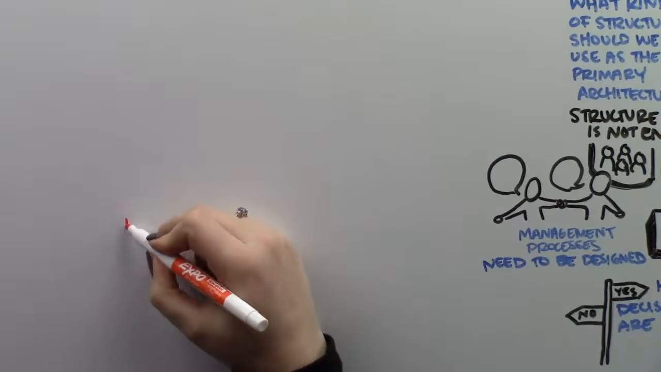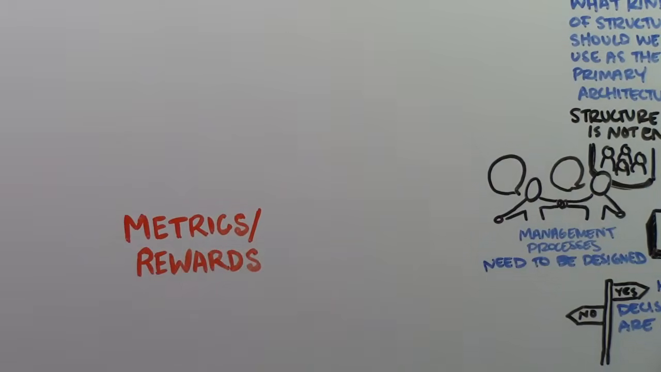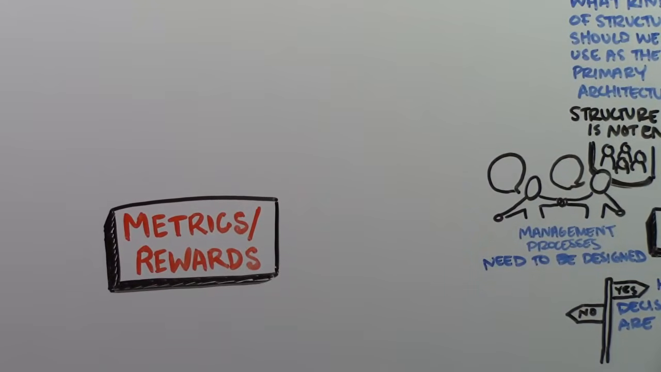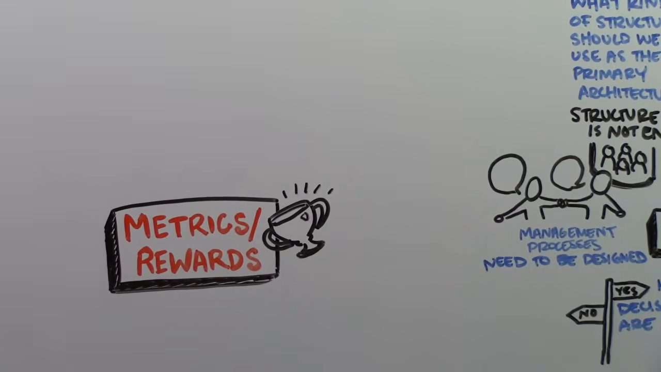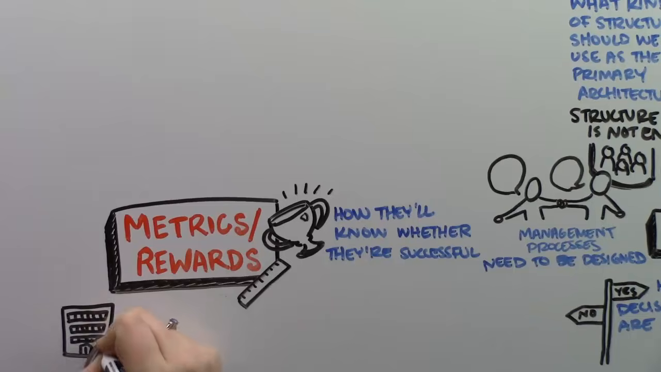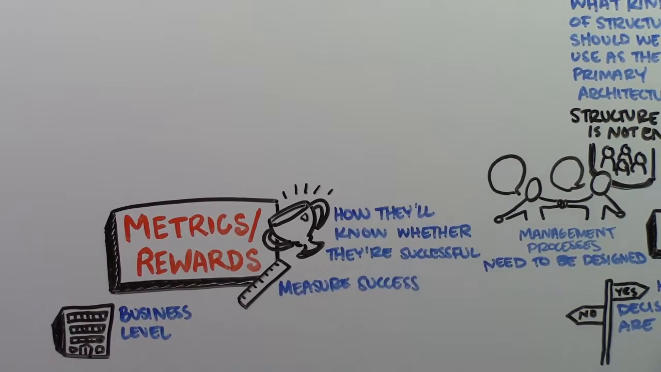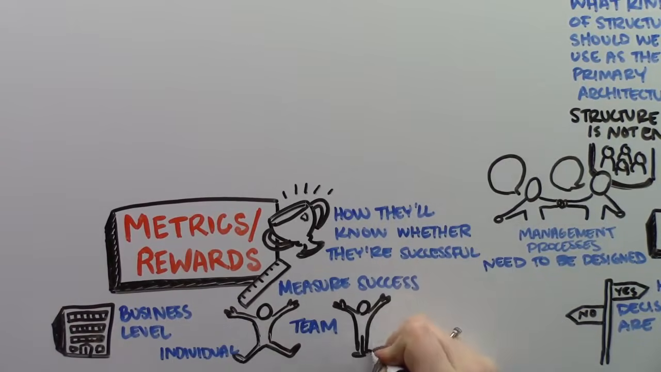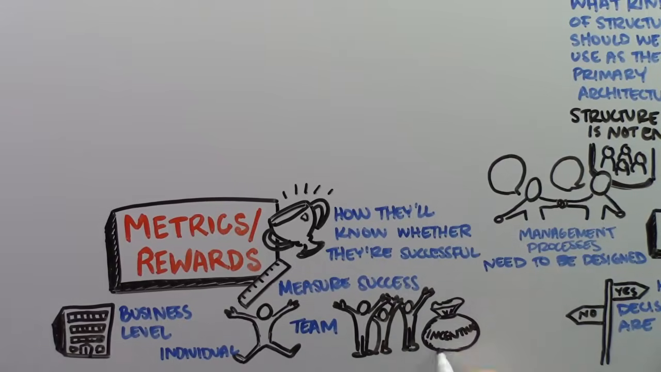Third, we need to consider metrics and rewards, which are often underutilized in organization design. Metrics and rewards tell people how they'll know whether they are successful. At a business level, we need to determine how to measure success. And at an individual and team level, we need to create incentives that guide behavior to reach our goals.